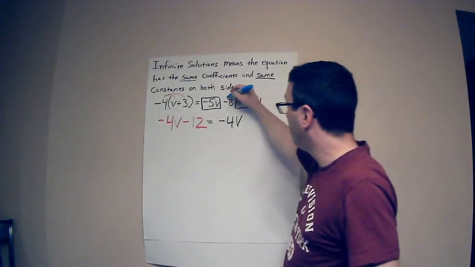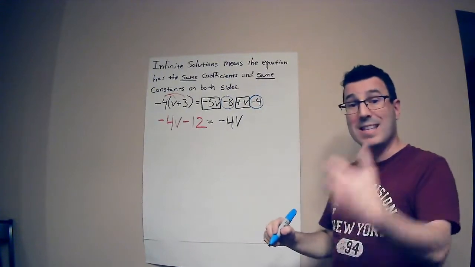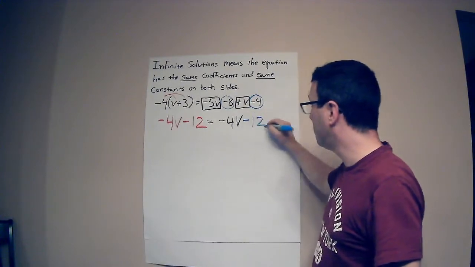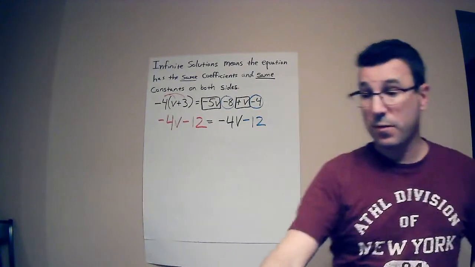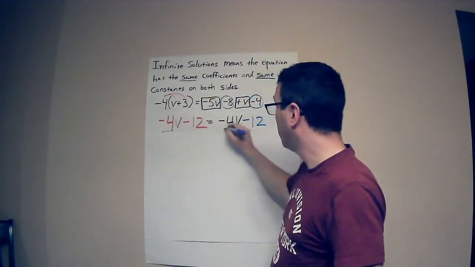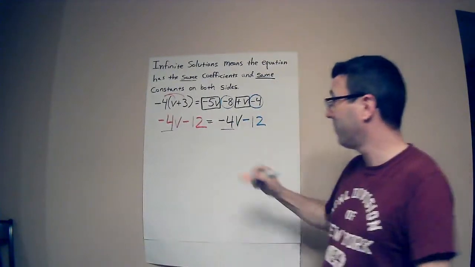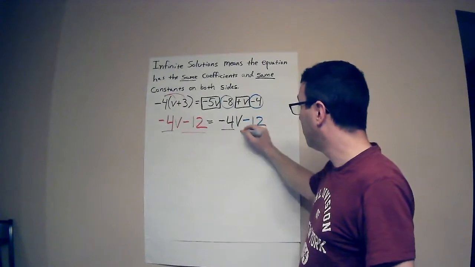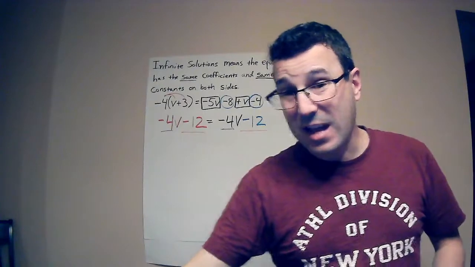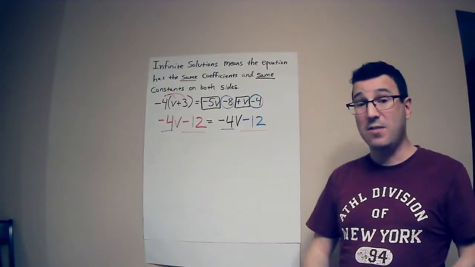And I have a -8 and a -4. -8 minus 4 gives us a -12. So now when we look at this, same coefficient, same constant. At this point, I can look at this and say, well, I have the same exact thing on both sides of the equal sign.